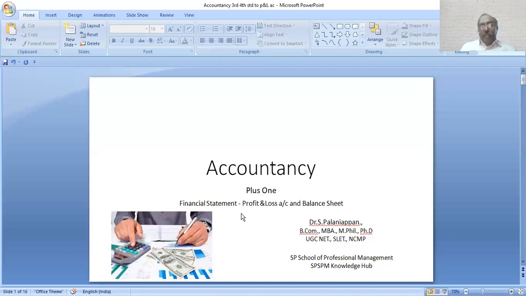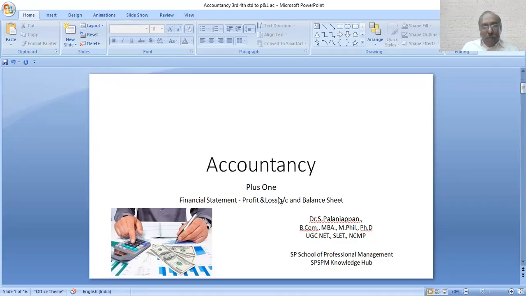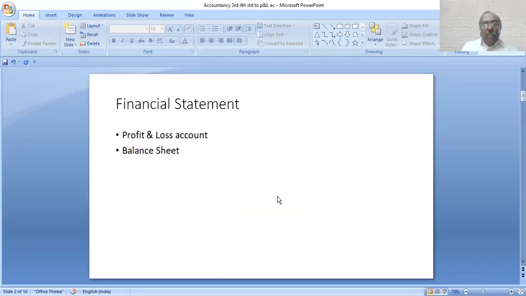So today we will discuss plus one accountancy. We all know that in accountancy, two important statements we are going to prepare. One is the profit and loss account and the other one is the balance sheet. This is the final output of the accounting process. By understanding what the profit and loss account and balance sheet are, we can understand the entire accountancy.